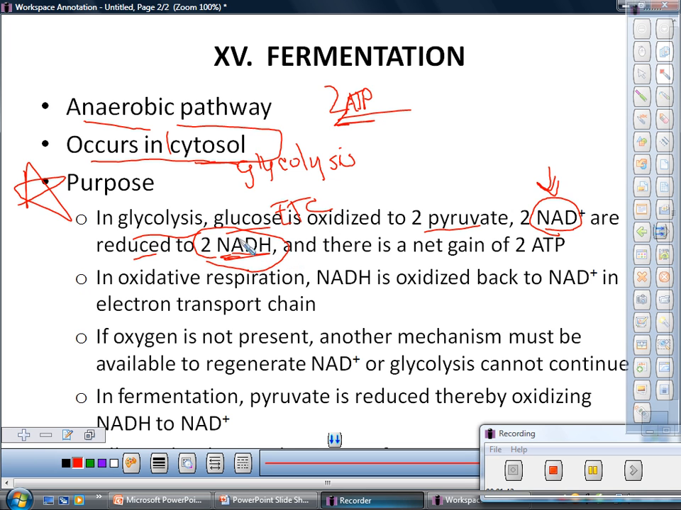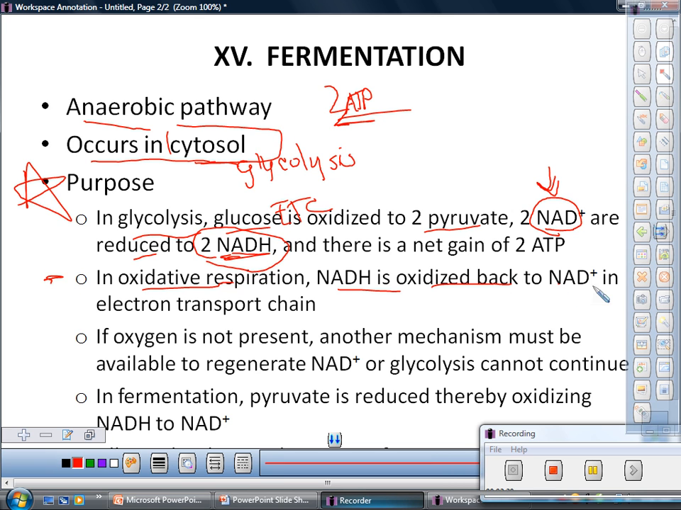Well, the problem is, if we don't have a way to recycle those and get back to NAD pluses, then the cell will actually deplete all of its available NAD pluses. So what we have to do is have a backup mechanism. In this case, when there's not enough oxygen available and the pyruvic acids do not go into the mitochondria and they don't go through the oxidative part of respiration, there has to be a backup mechanism in order to continue recycling NAD pluses.